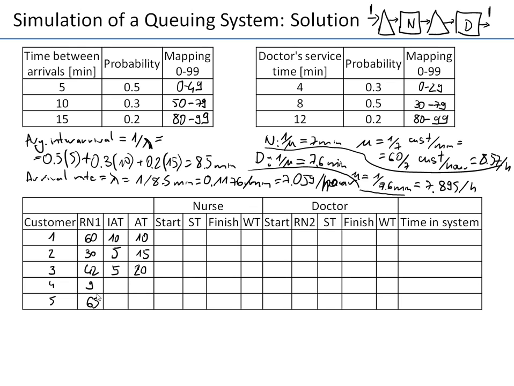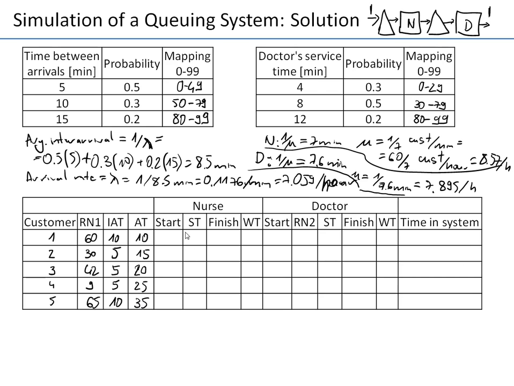The next one is 9, which is also 5 minutes, that is minute 25. And then the next one, 65 falls again in the 10 minute range, so it's 35, right? So we know now when those patients arrive.